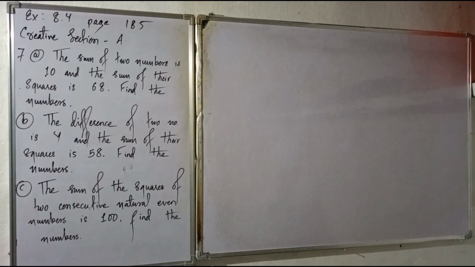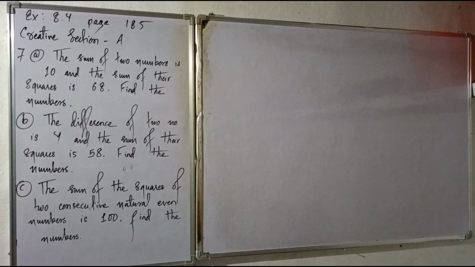Now today we are doing another number of creative section A of quadratic equations word problems. In the previous video we finished number 6. Now we are doing number 7, exercise 8.4, page number 180. Actually that should be 184. I've written 185 there, but I think there is no problem with that. Now look at number 7a. Let's dive into that.